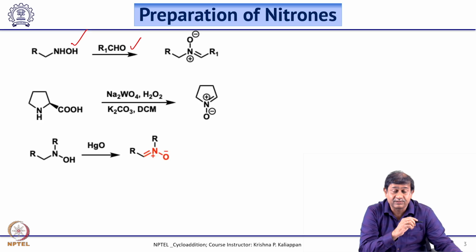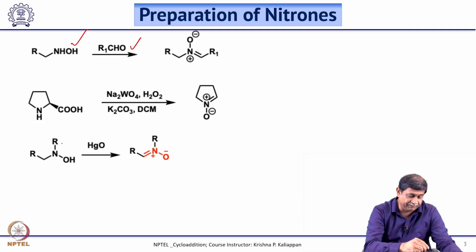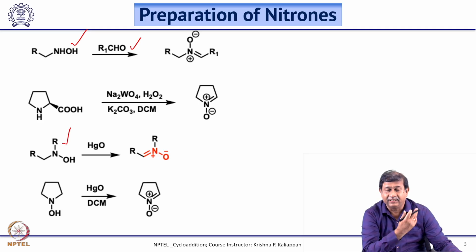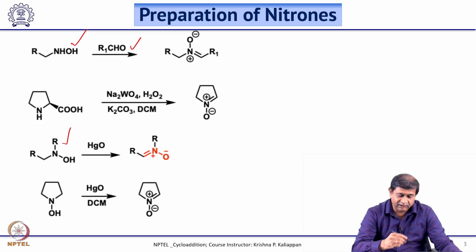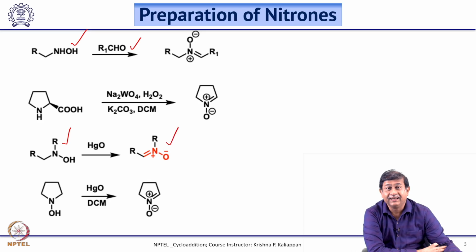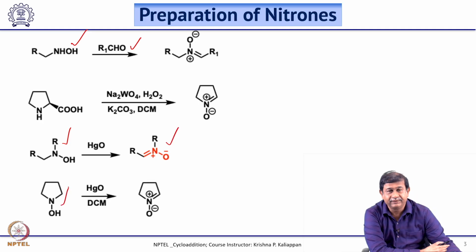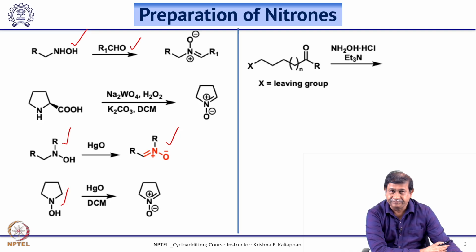And one can also easily oxidize a substituted hydroxylamine. For example, if you take such a hydroxylamine derivative and then oxidize with mercuric oxide, that can undergo a sort of dehydration to give the corresponding nitrone. This can be extended to cyclic compounds. For example, N-hydroxypyrrolidine, if you treat with mercuric oxide, that can give the 5-membered nitrone.